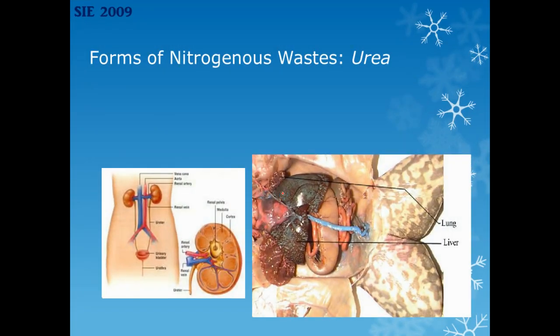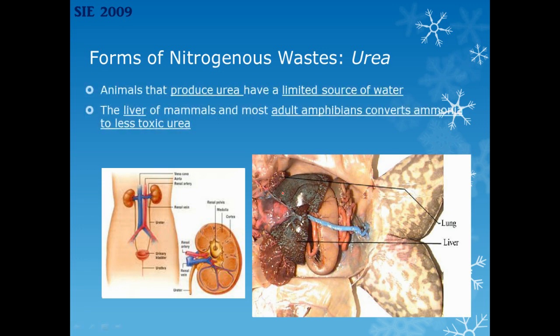Okay, so this is the third form of nitrogenous waste, which is urea. Animals that produce urea have a limited source of water, and the liver of mammals and most adult amphibians converts the ammonia to less toxic urea. The excretory system carries urea through the kidneys, where the urea will be excreted. So in the next topic, we will study the excretory systems.